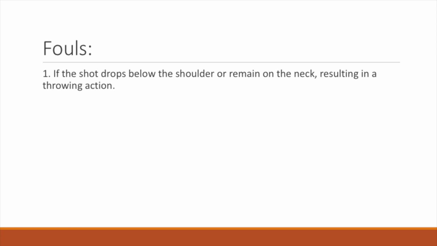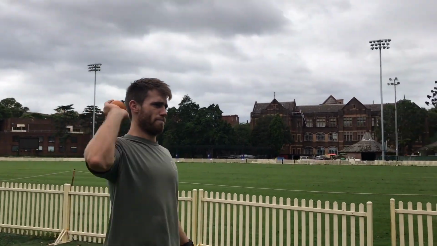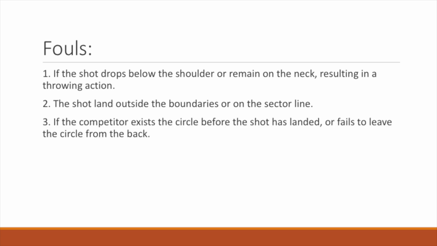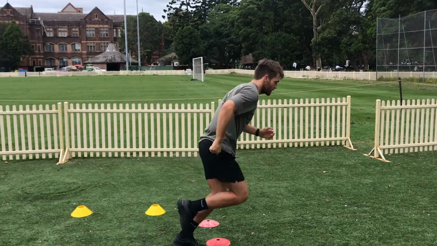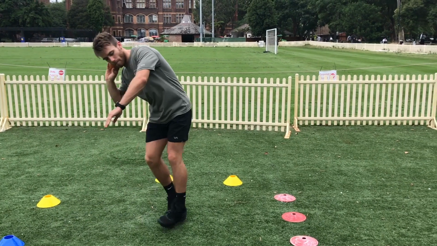Fouls occur when, number 1, a player allows the shot to drop below the shoulder, or when the shot does not remain on the neck, resulting in a throwing action. Number 2, the shot lands outside the boundaries of the sector or touches the sector line. Number 3, a player leaves the circle before the shot has landed, or the competitor fails to leave the circle from the back. Number 4, if a player goes outside the throwing circle or steps over the stop board.